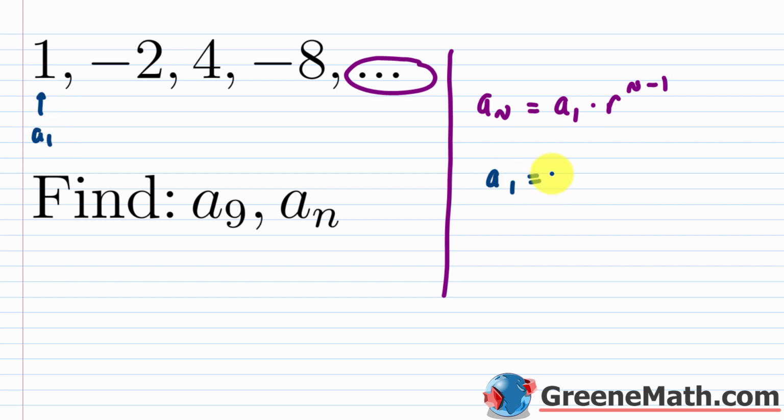So you can say a sub 1 is equal to 1. So that's going to get plugged in right there. But we're not ready to do that yet. I'll do it on the next page. We have to figure out what r is. And again, we know how to do that from our formula. Pick any two terms that are next to each other. So I could pick a sub 1 and a sub 2. I think that's pretty easy to do.